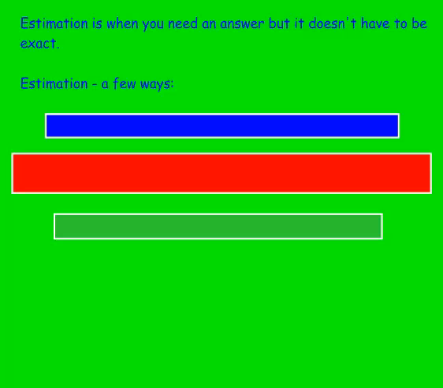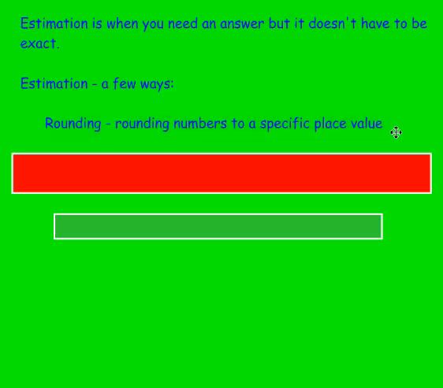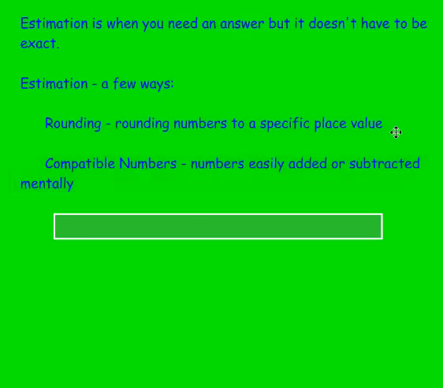Estimation is when you need an answer, but it doesn't have to be exact. There are a couple ways to get your estimated answer. One way is by rounding. We round numbers to a specific place value. Another way is using compatible numbers. Compatible numbers are numbers that are easily added or subtracted mentally.